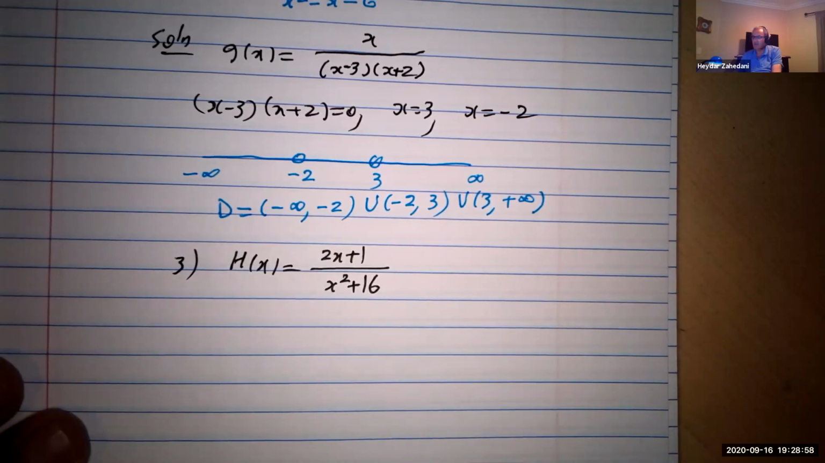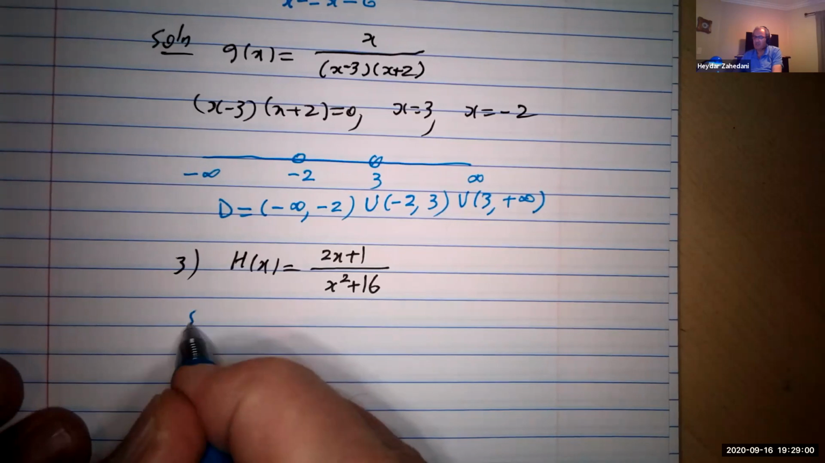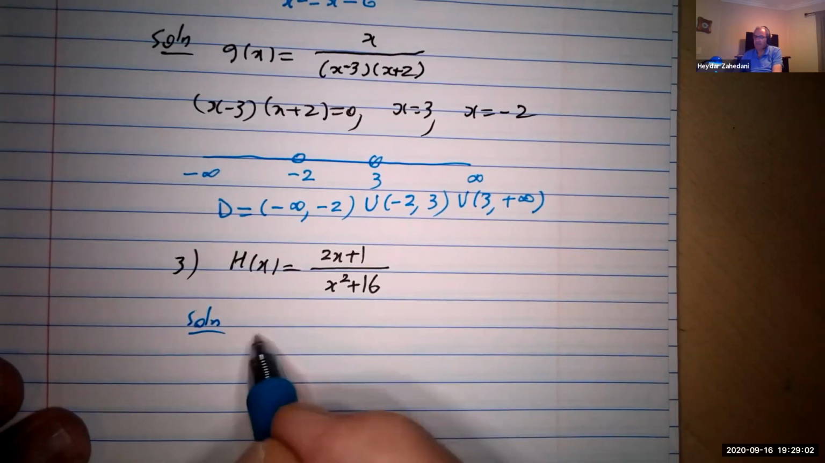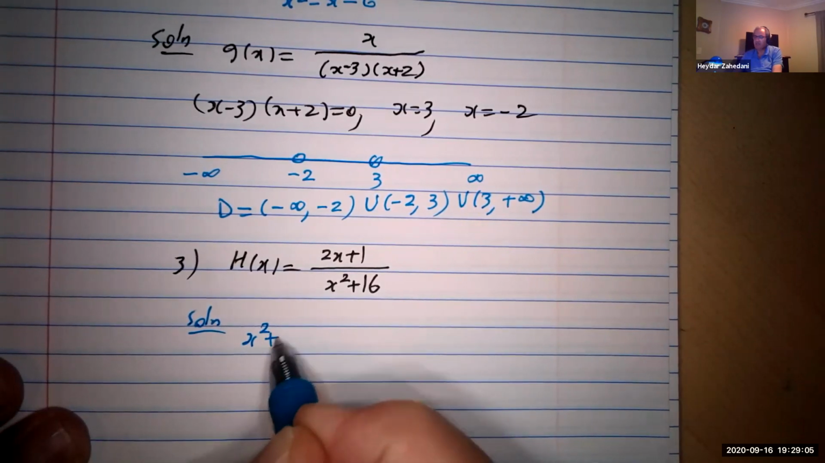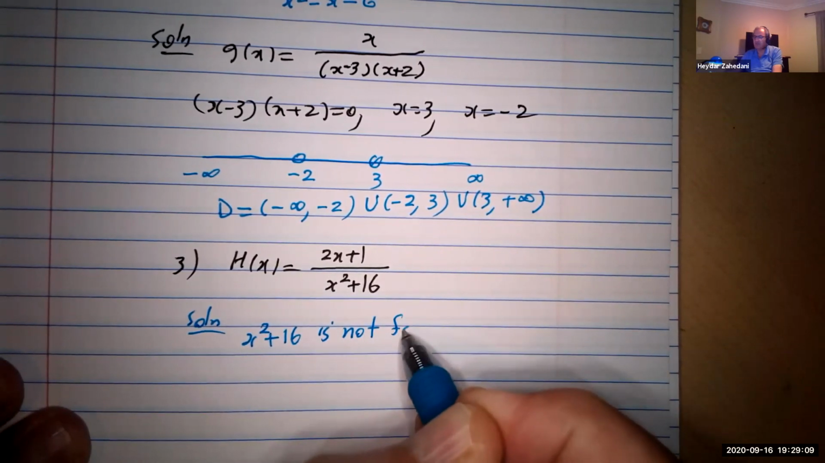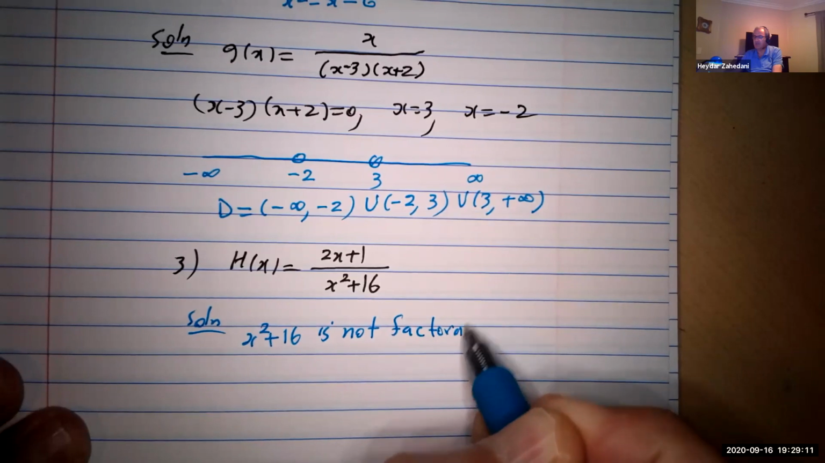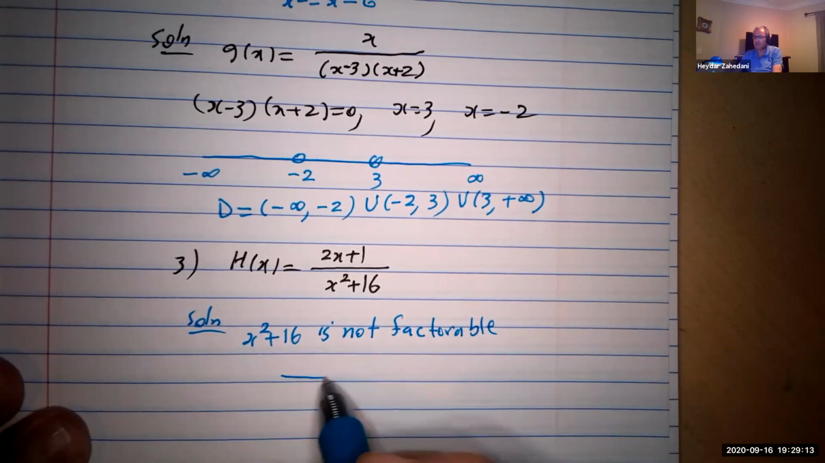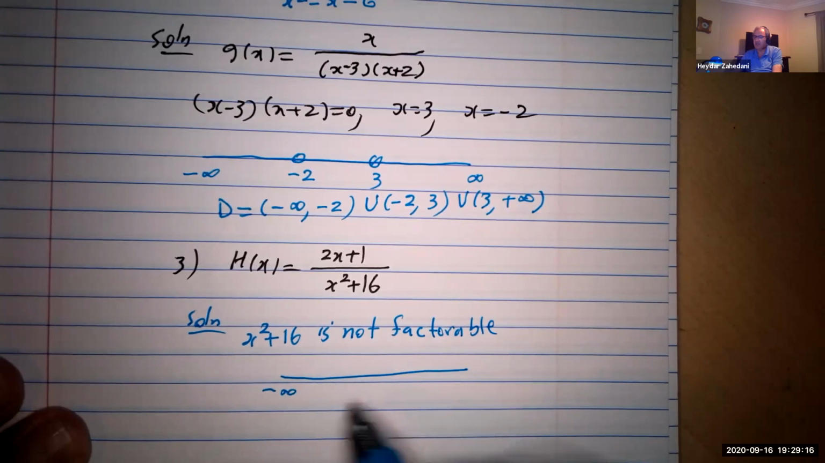Okay, so for the solution, you say that x squared plus 16 is not factorable. It's not factorable. Since it's not factorable, you see, the number line stays the number line.